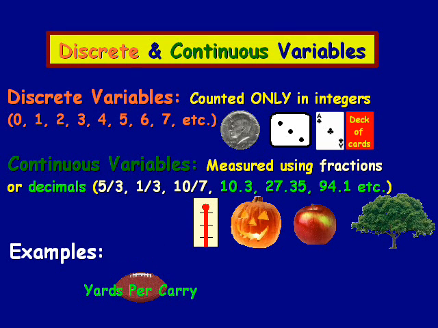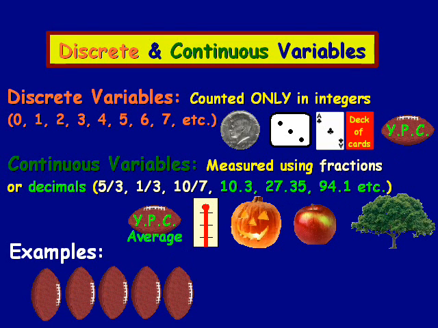Now, if we just wanted to know how many yards per carry the player had during a game, let's say one run they had no yards, another run they had 4 yards, 27 yards, -3 yards. That would make it a discrete variable because we're using only integers or whole numbers.